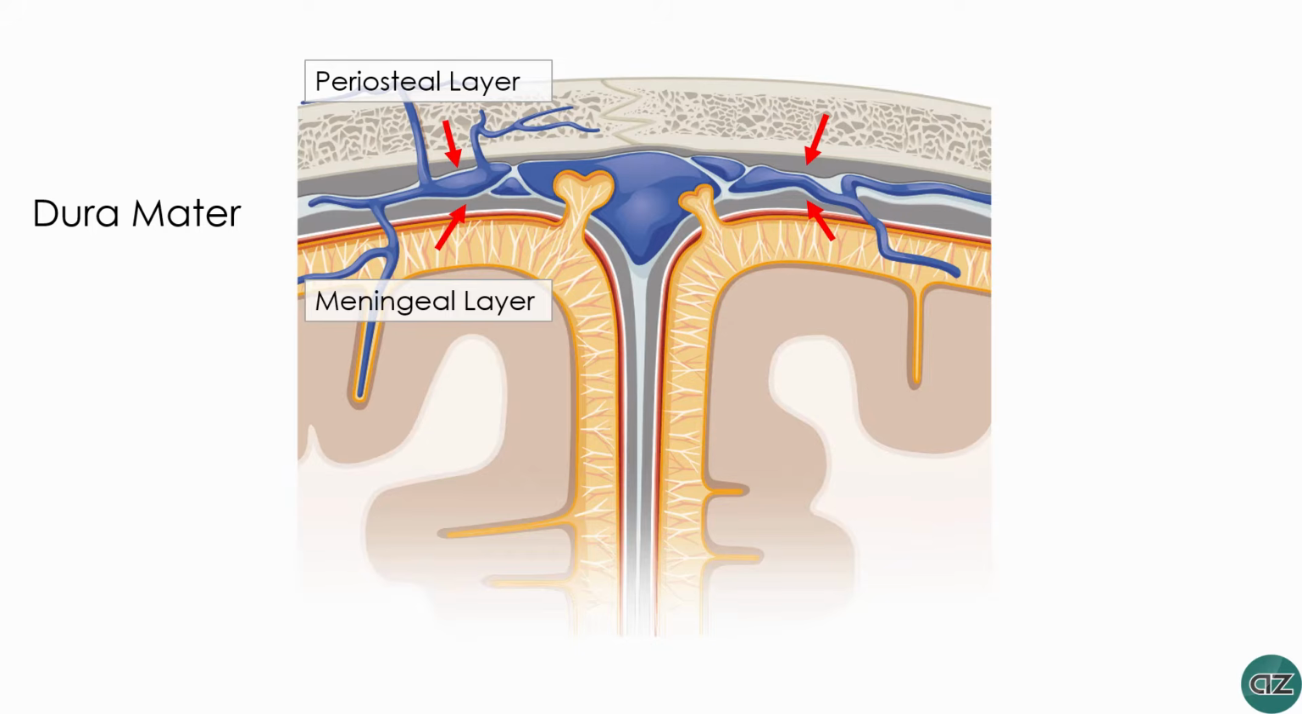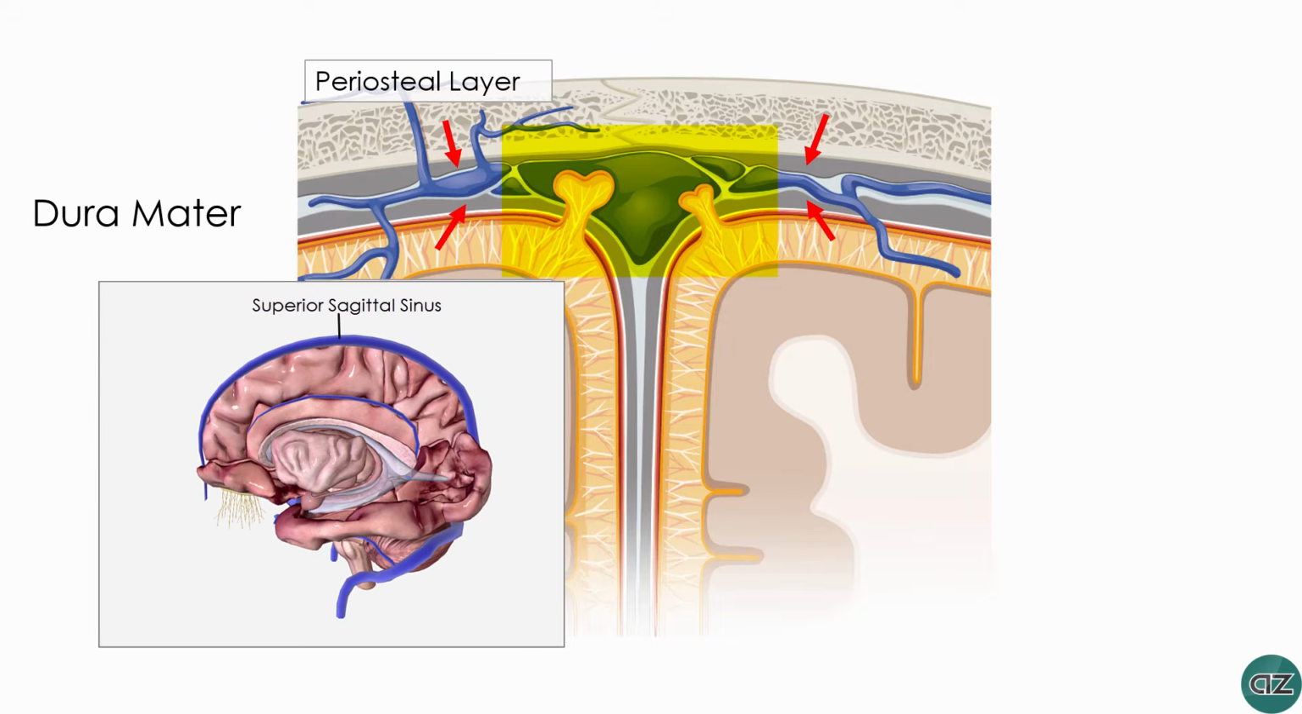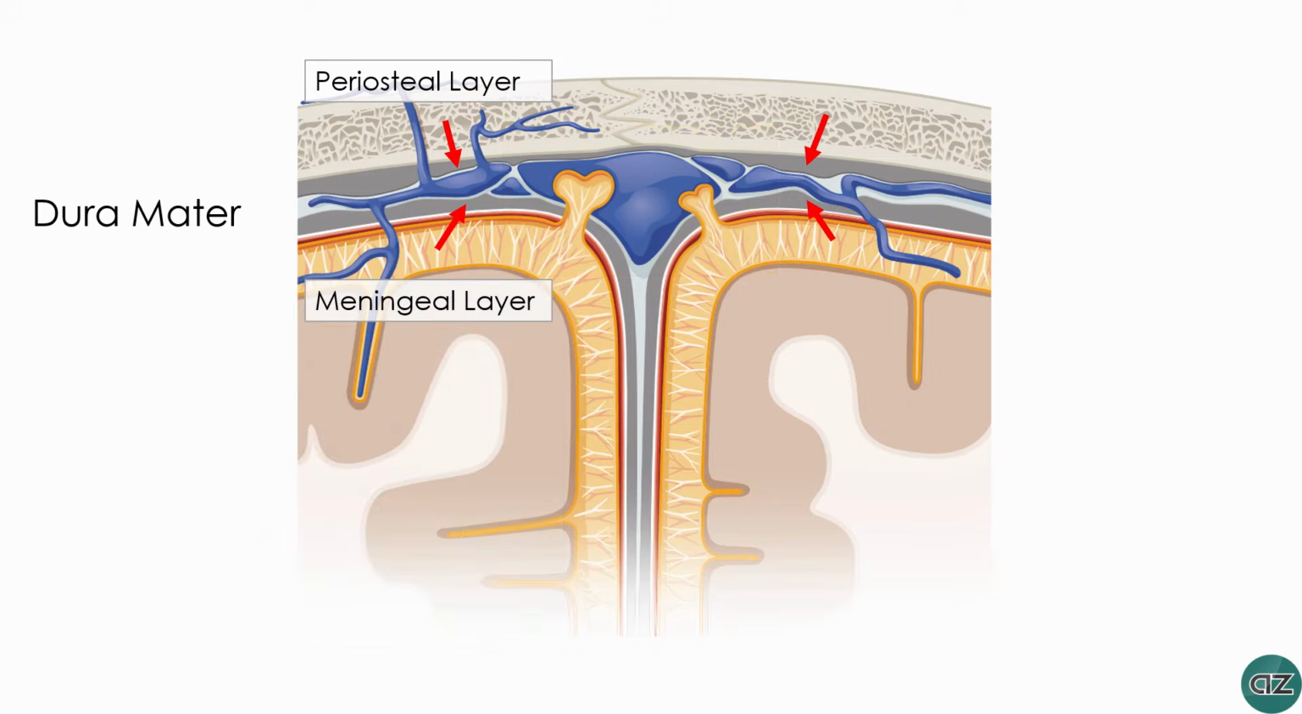Between the two layers of the dura mater, as we can see here, are the dural venous sinuses, and here, as I mentioned, we see the superior sagittal sinus. The dura mater itself folds in certain places, and these folds compartmentalize different areas of the brain. There are four important folds to know about, which you'll often hear referred to as dural reflections.